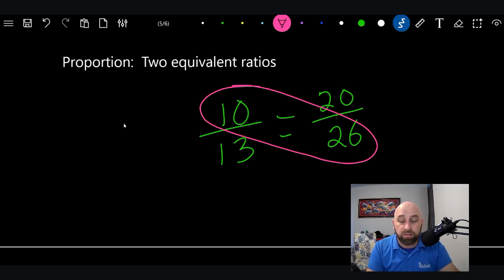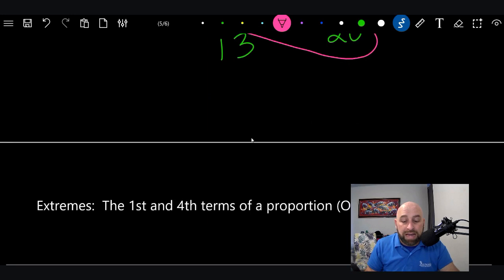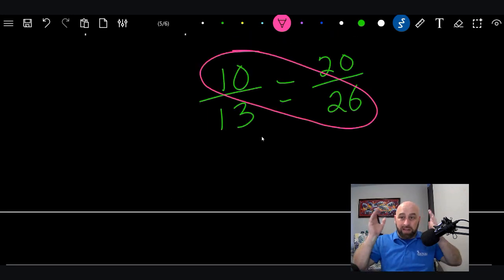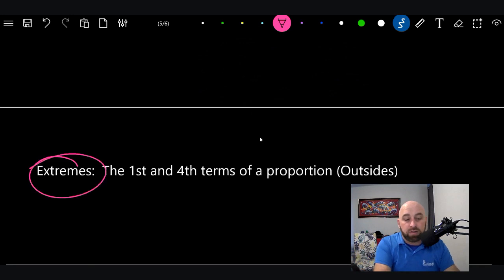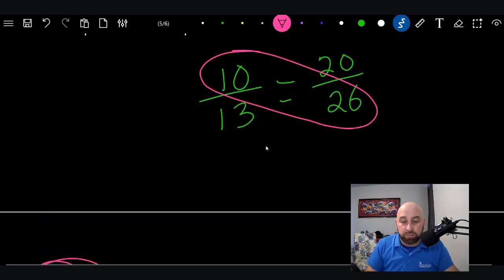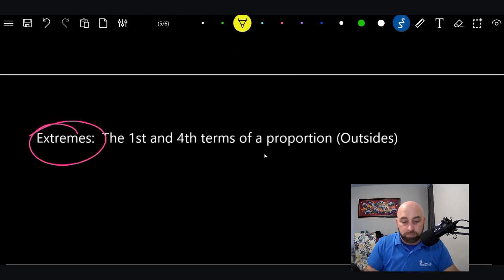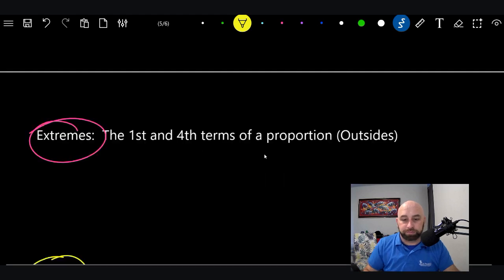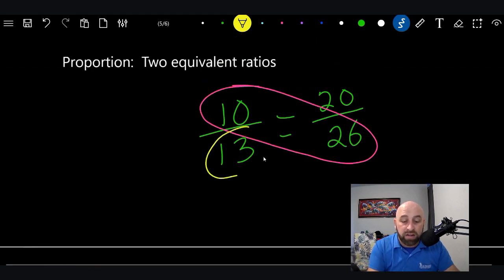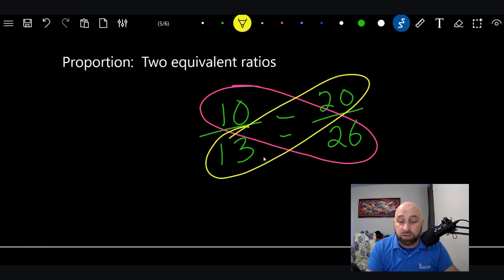What it says is the extremes are the first and the fourth. Or they are the outsides. If you start with the first and then you end with the last, they're the outside terms. So that is the extremes. I'll use that pink color on the extremes. The means are the second and third terms of the proportion. So the second was the 13 and the third was the 20. Remember, first, second, third, fourth.